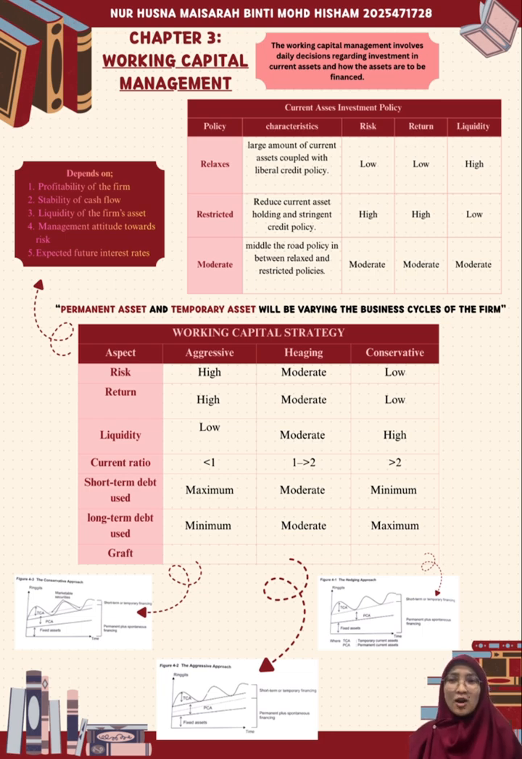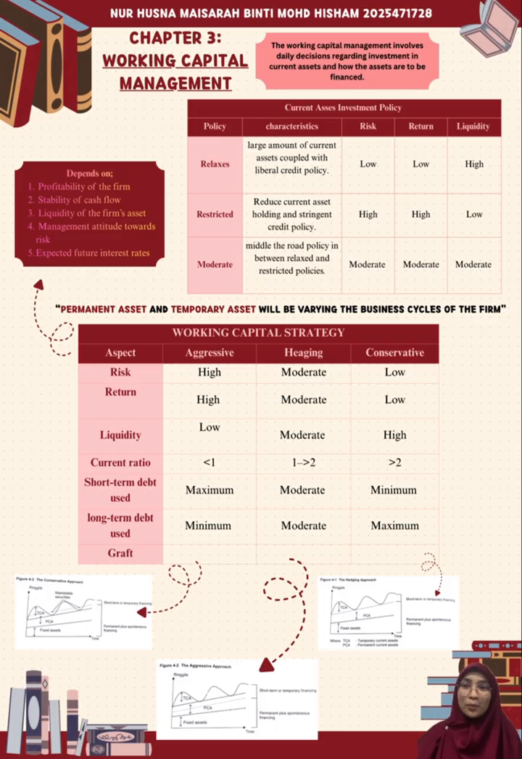There is some level of current asset that will vary with the business cycle of the firm, which are permanent asset and temporary asset. Permanent asset refers to all fixed and current asset that need to be held by the firm at all times regardless of the firm's sales level. Meanwhile, temporary asset refers to the part of the current asset that will change directly with changes in sales level. It is the additional current asset required to increase the sales. So the working capital strategy will show the method of financing this asset.